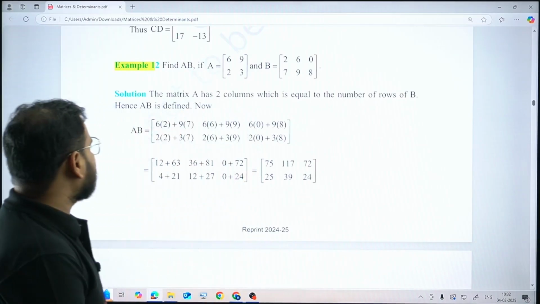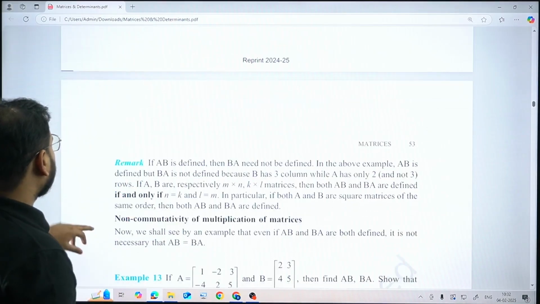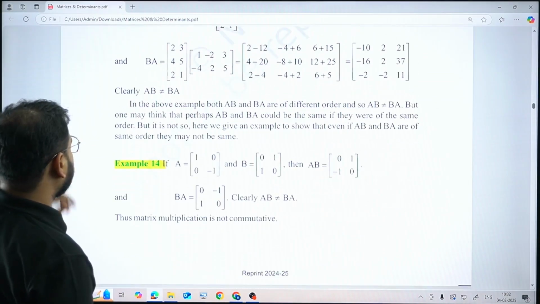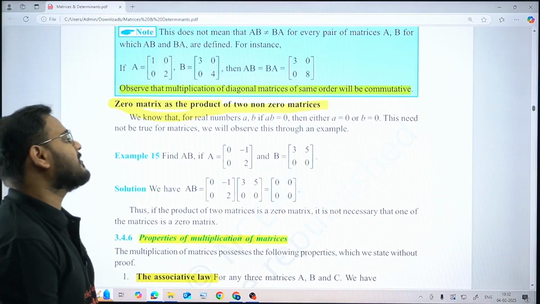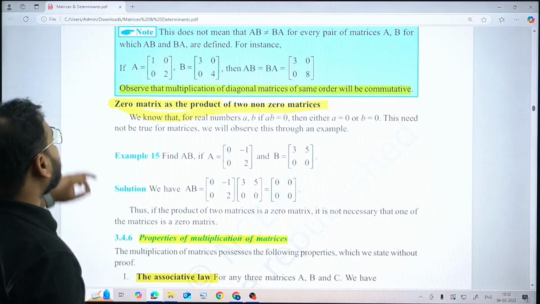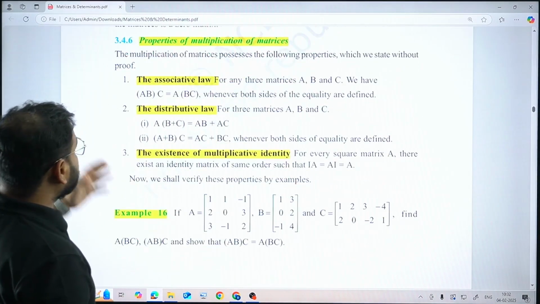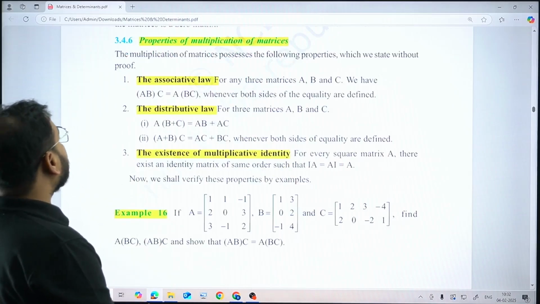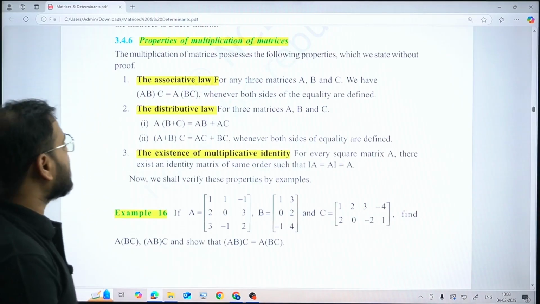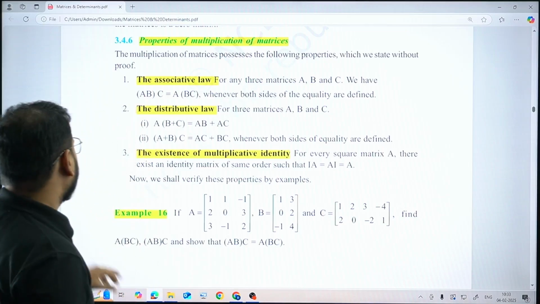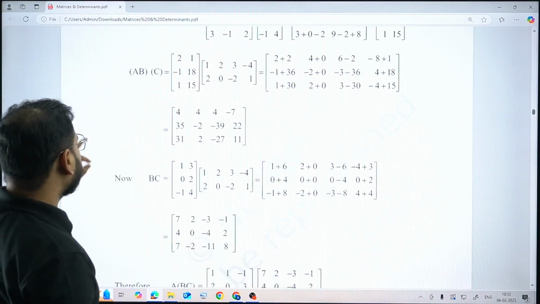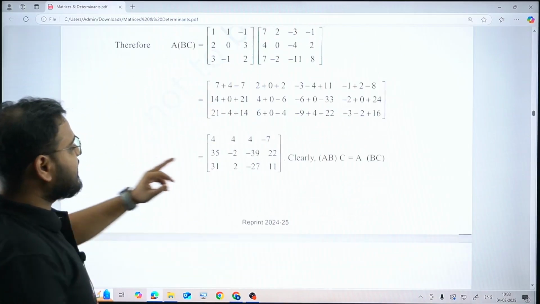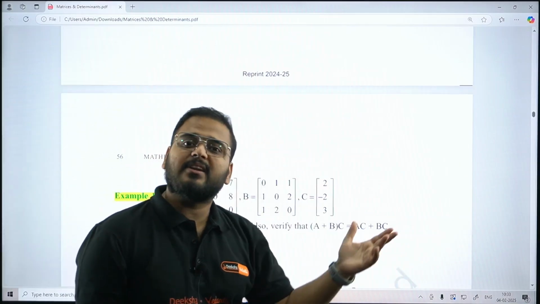Please go through it. Example 12 you solve, and you solve, bacha, example 14, and then, bacha, zero matrix as a product of two non-zero matrices. Please go ahead and solve this as well. What else, sir? We have properties of multiplication of matrices, okay. Learn these things: associative, distributive, and multiplicative identity, okay. Example 16, bacha, what else we have? Solve example 16, okay. This question keeps coming, I think, in examinations, so that's why it's very important, very relevant to us.